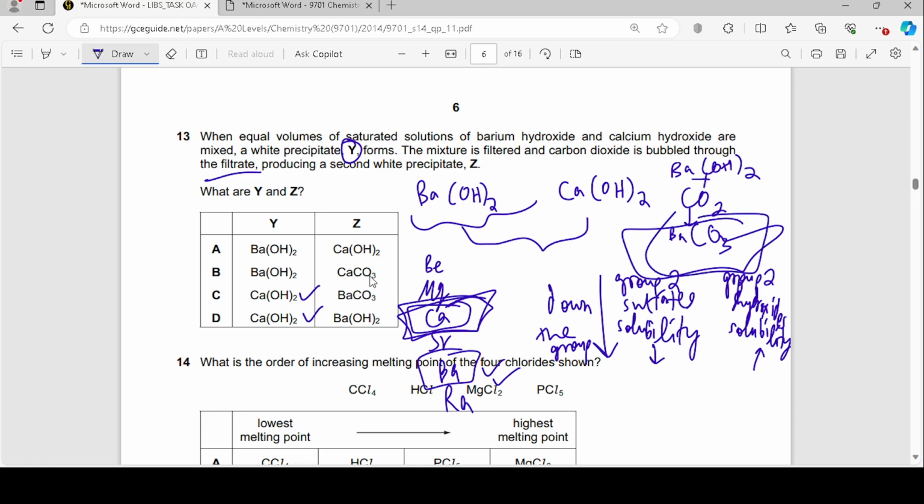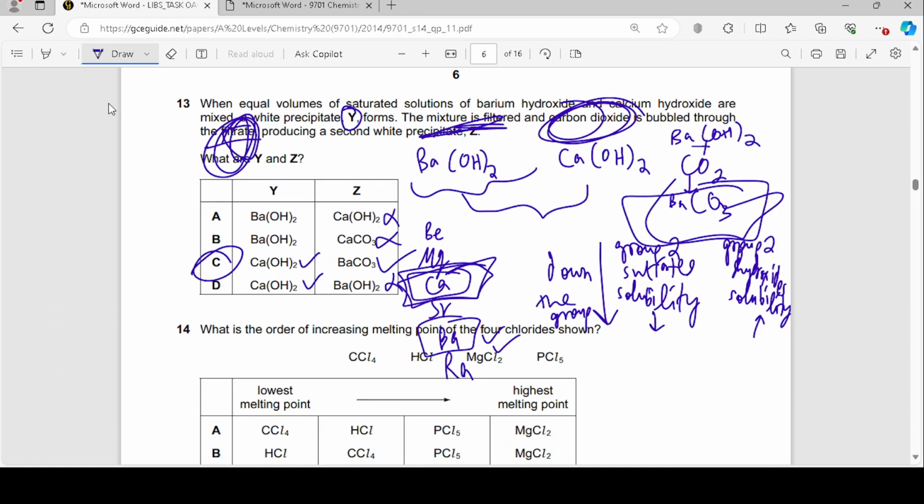Looking at these options, I can't have it as calcium hydroxide or barium hydroxide because I have to include carbon dioxide somewhere. And CaCO3 versus BaCO3, it's not CaCO3 because I filtered it and then I'm taking the filtrate, not the residue. So my answer is BaCO3 for Z. And so my answer is going to be C, because Y is calcium hydroxide and Z is barium carbonate. So C is going to be the answer.